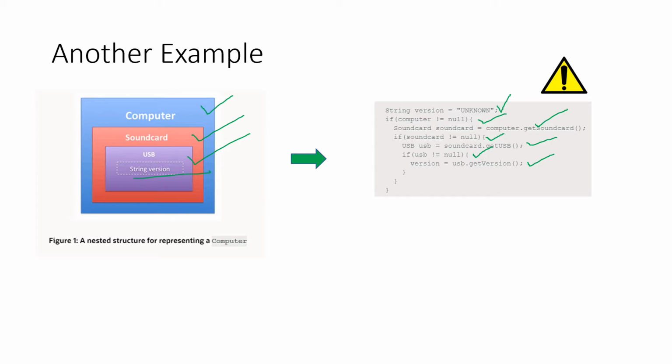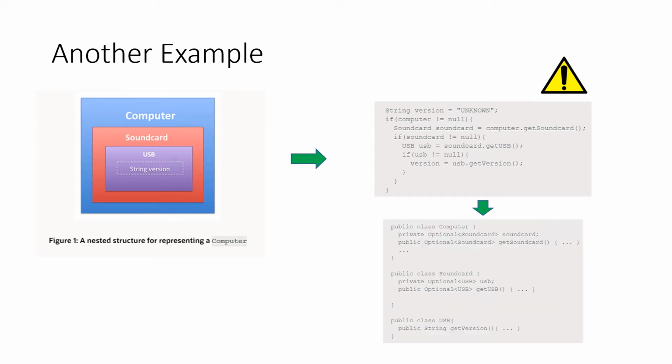Yes, it's the only way before Java 8, but using Optionals, let's see how we can modify this code to work with Optional. You cannot use Optional right away without any change. You need to make some minor changes in your class. So these are the changes that you have made to your class to support Optional. You have wrapped the sound card type in Optional, and again USB also as an Optional.